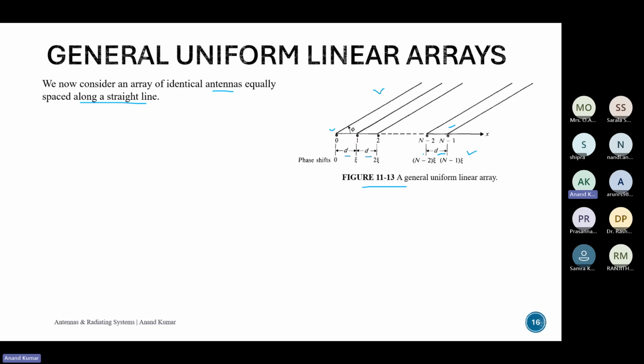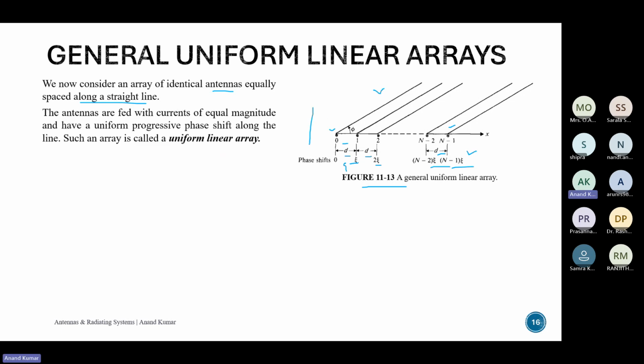So for now, these are equally spaced, and the phase shifts are in arithmetic order. So this is 0, this is xi, this is 2 xi, and this goes on. Each element is spaced at a distance d and has an increasing phase shift of xi. This particular arrangement is known as a uniform linear array.